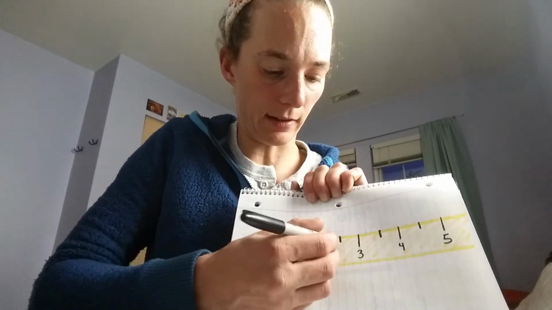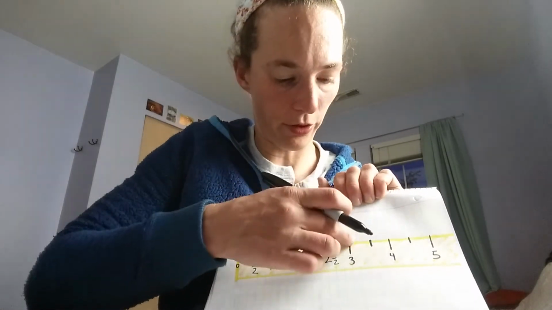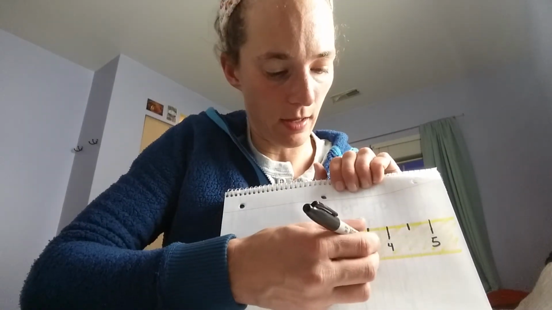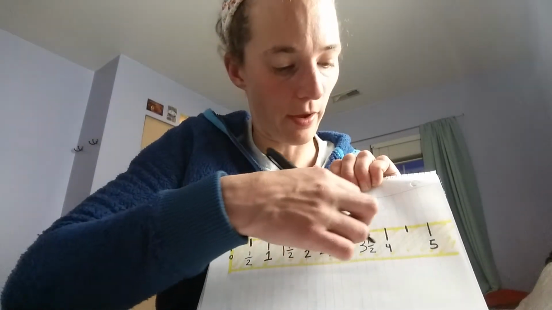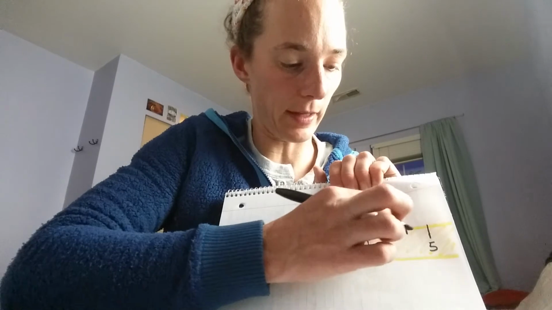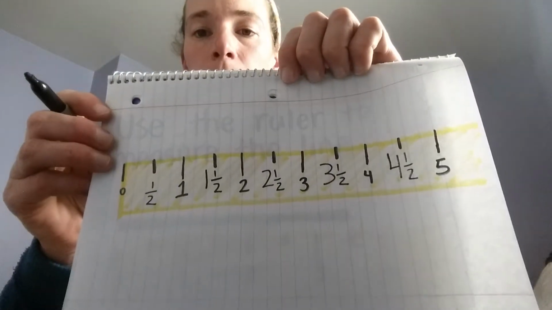2 and a little bit. 2 and 1/2. 1, 2, 3 and a little bit. 3 and 1/2. 1, 2, 3, 4 and a little bit. 4 and 1/2. Okay, your ruler should look like that. Remember to pause and check if it does not or if it does.